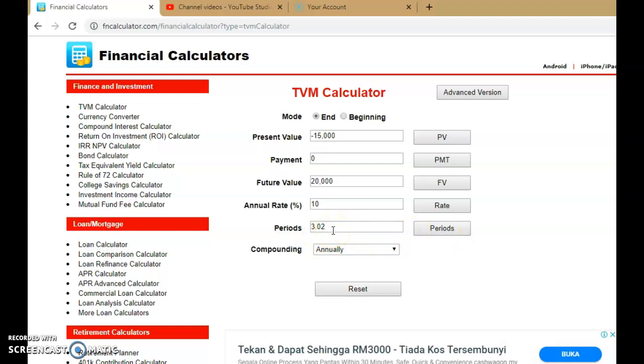The answer that we got using the formula is 3.0184, so this is rounded to 2 decimal points. You get 3.02. This is the number of years. Period here means number of periods. In this particular case, periods will be years. Therefore, the answer is the same. Alright, this is how you solve using the financial calculator.